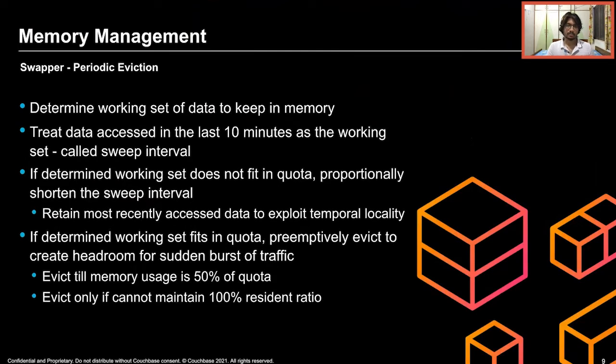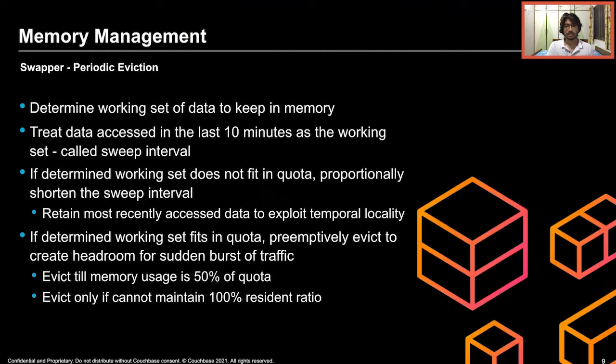Periodic eviction determines the working set of index keys to keep in memory. The rest of the index keys are candidates for eviction. Data accessed in the last 10 minutes is treated as the working set. This 10 minutes is called the sweep interval.